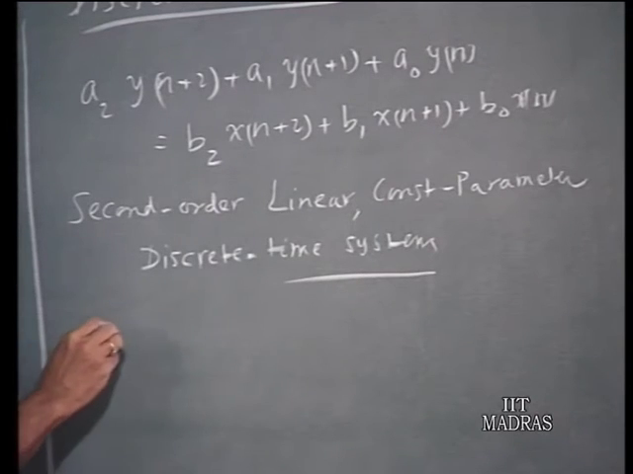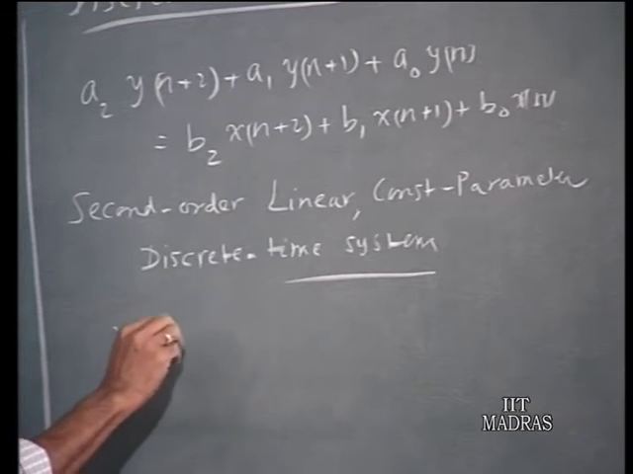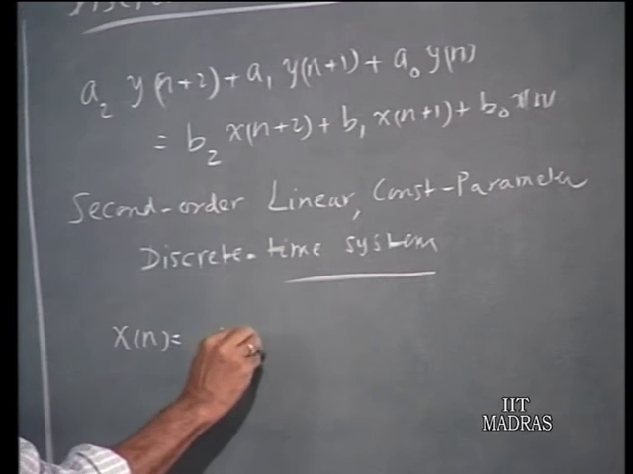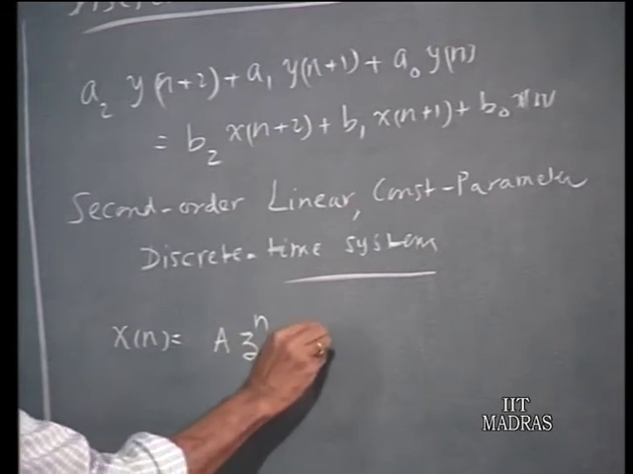It can be shown that x[n] equals some constant times z to the power of n, which is a characteristic signal.